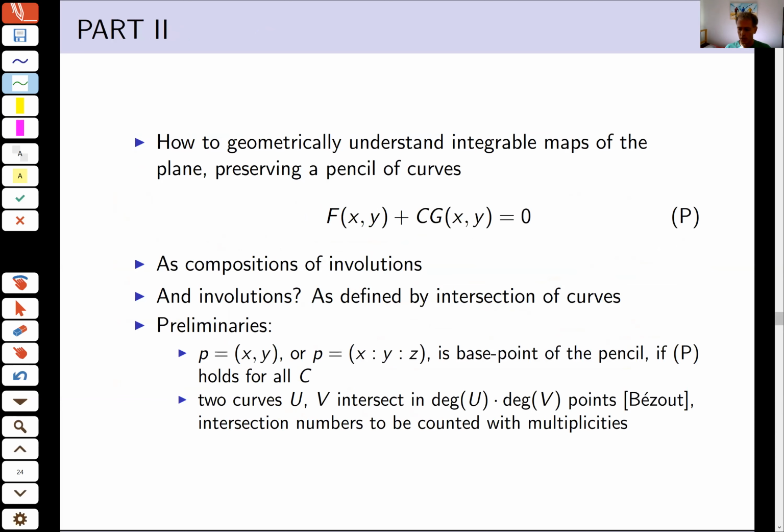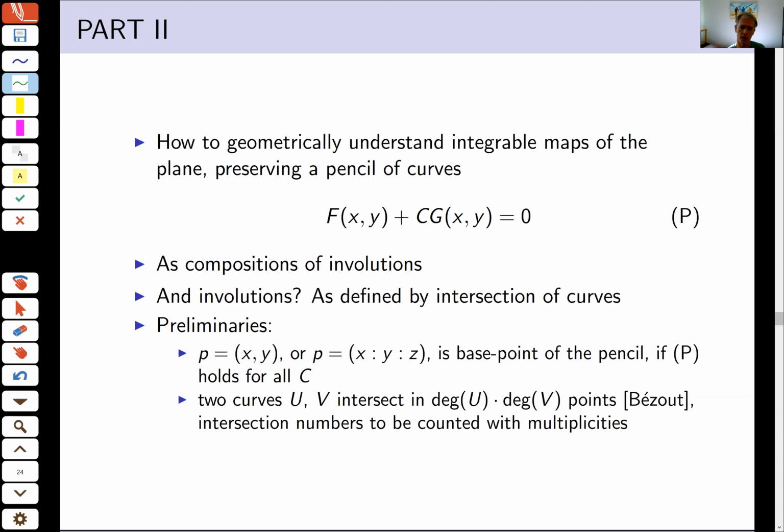So this brings us to part 2, and we want to understand more generally integrable maps of the plane, preserving a pencil of curves. So we have two functions. They can have degree 2, 3, 4, anything. And what we want to do is understand this as compositions of two involutions. It's actually a theorem that any integrable map of infinite order preserving an algebraic curve should be a composition of involutions, but it's generally a hard problem to really decompose a map into its involutions.